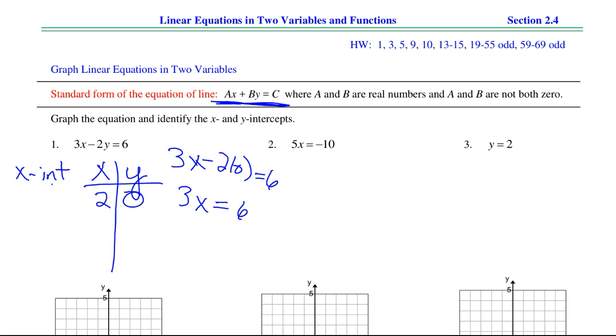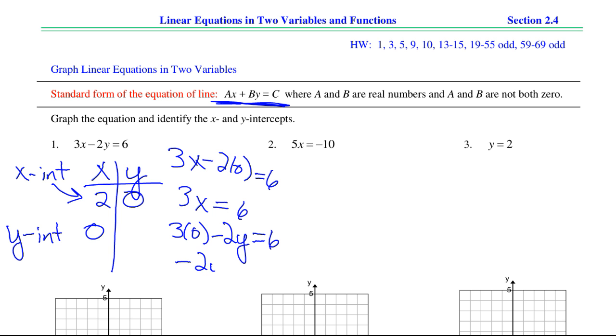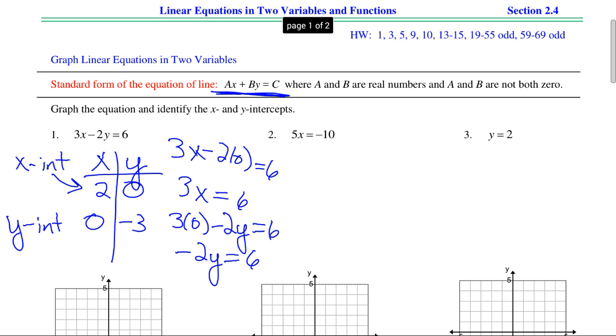Then if we want to do our y-intercept, we're going to let x be 0. So plugging 0 in for x in the original equation is going to give us 3 times 0 minus 2y equals 6. So negative 2y is 6, leaving us then that y is negative 3. So that gives us 2 points we can use to graph the line. And so we're going to do just that.